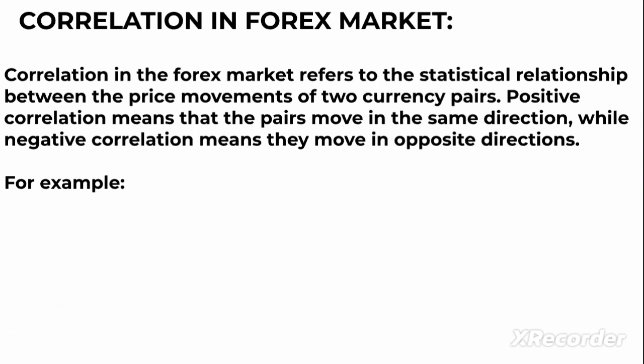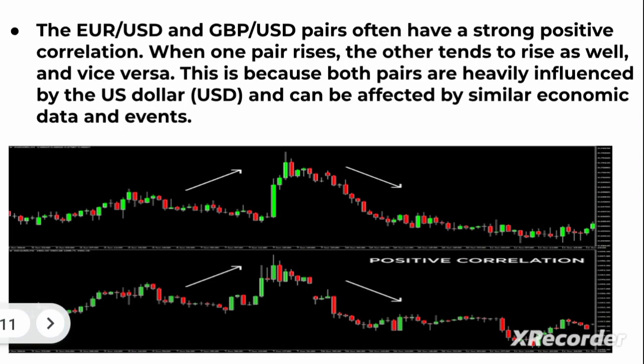So when you get to the forex market, you should know what you should be expecting. Number one example we have here is the Euro USD and GBP USD pair. They often have a strong positive correlation. When one pair rises, the other pair also rises, and vice versa. This is because the pairs are heavily influenced by the US dollar.